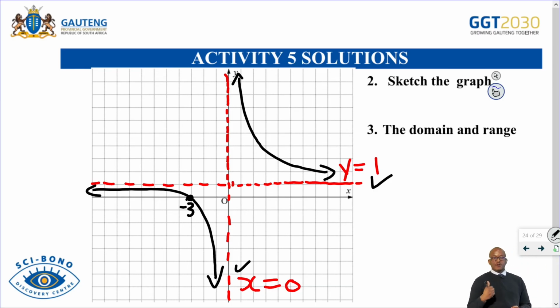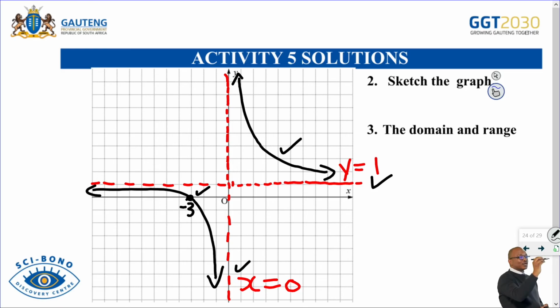Remember here, when we mark, we're going to give you marks for the asymptote, marks for the intercept, and a mark for the shape. That's how you accumulate your marks there.